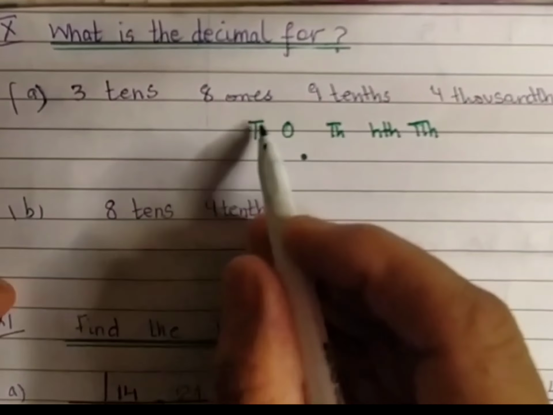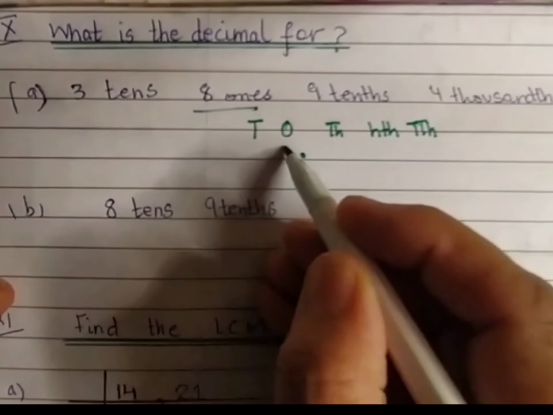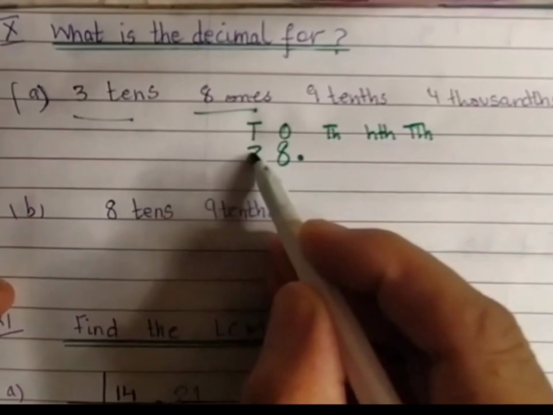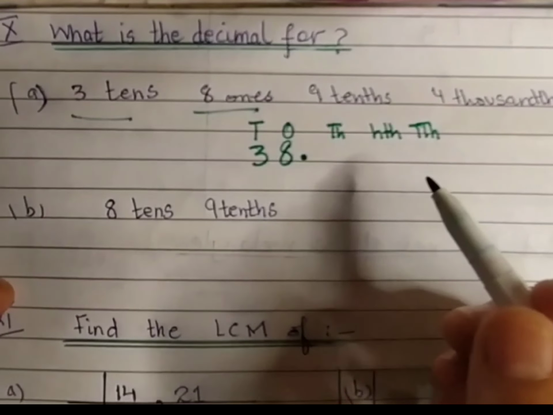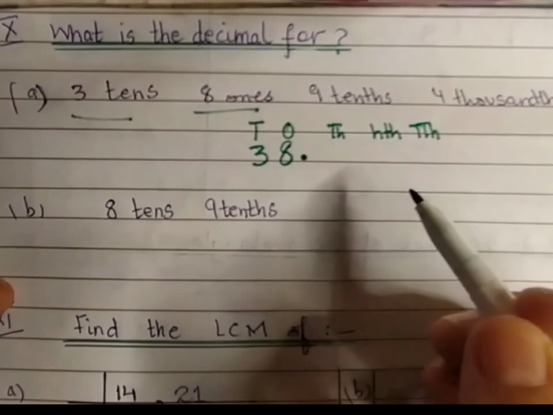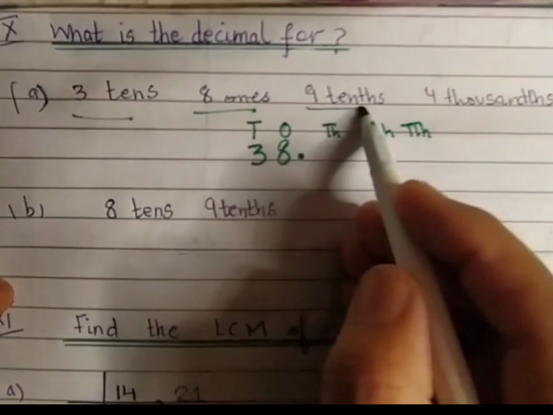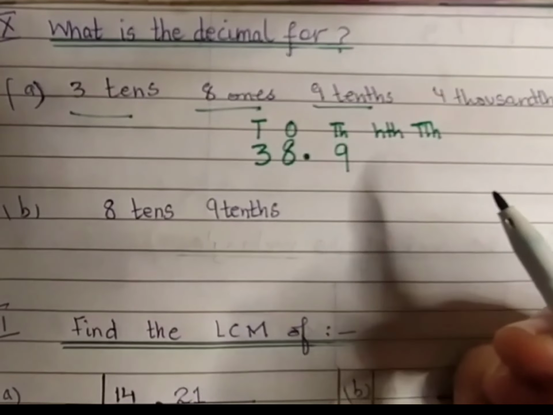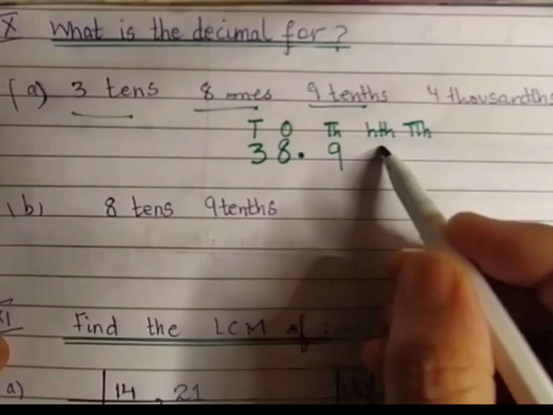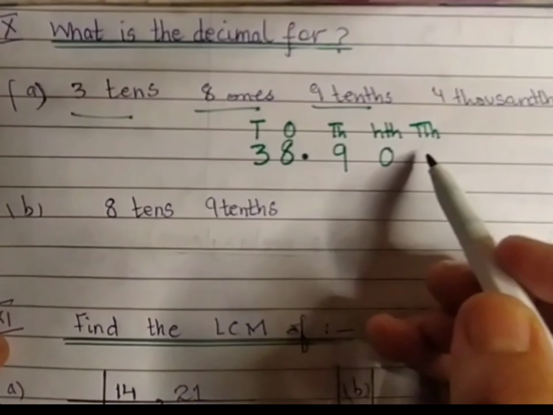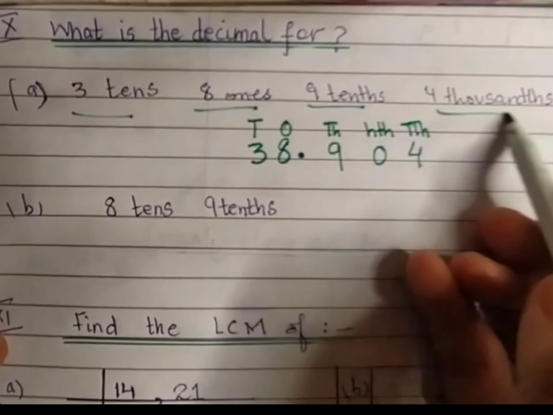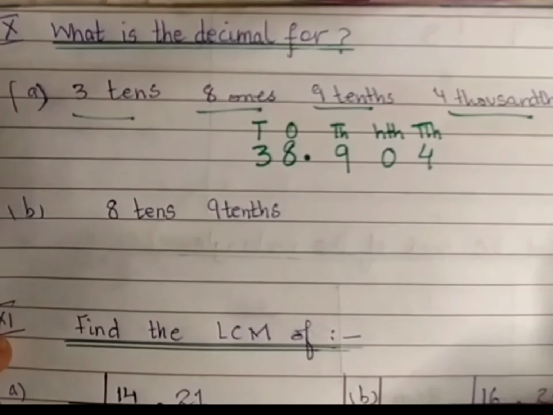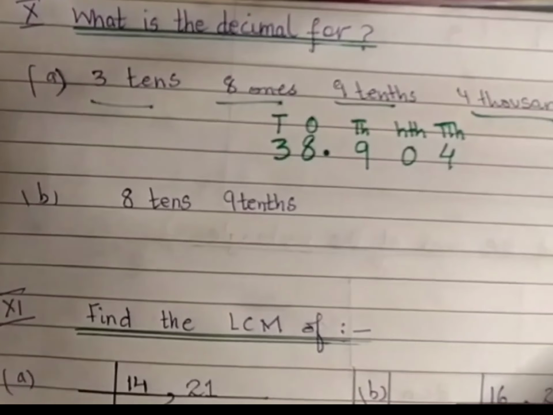So is there any ones here? Yes, I can see ones here. 8 comes here. 3 tens, 3 comes over here. Do we have any tenths here? Yeah, we do see a tenth there. 9 tenths. Is there any hundredth around? No, there's no hundredth. So just put a 0, and thousandth is already there, 4 thousandths. So 38.904. Okay, it's very simple.